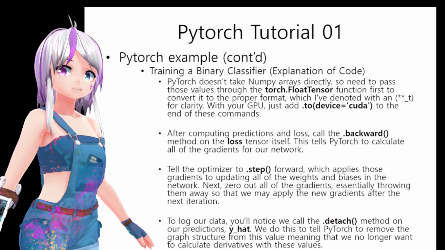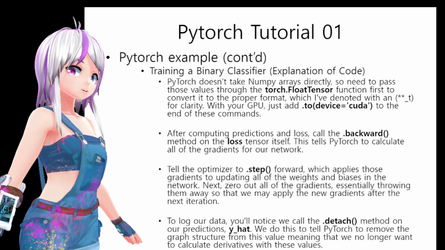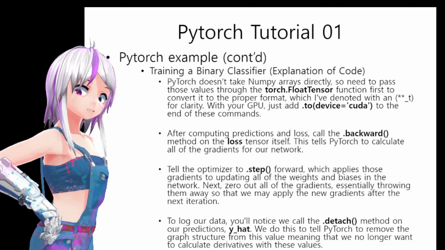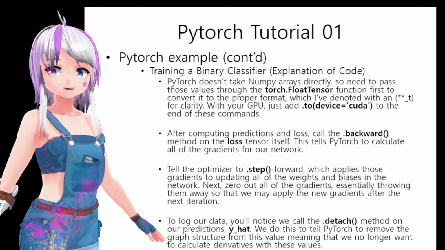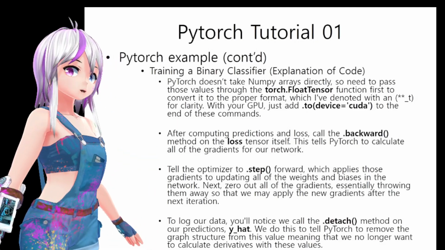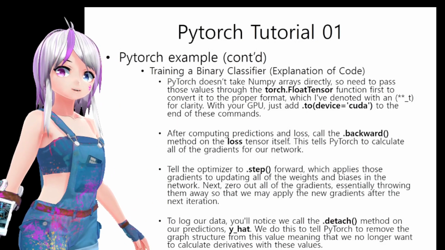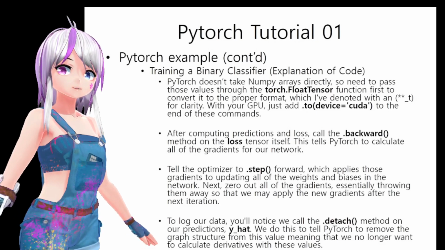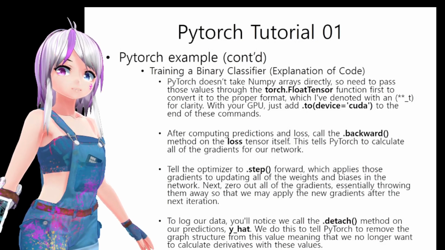Second, after computing the prediction and loss function, call backward. What I mean by this is the dot backward brackets method on the loss tensor itself. This tells PyTorch to compute all of the gradients for our network, okay, for backpropagation.